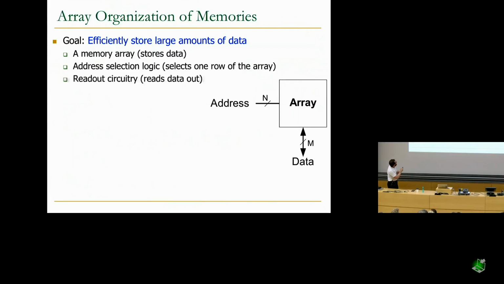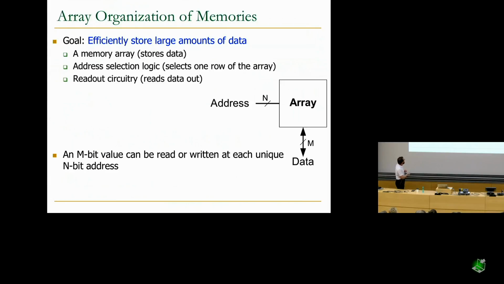So basically, at this abstraction level, you have a memory array that stores data, you have an address selection logic that selects one row of the array, and you have a readout circuitry that reads data out. So you have an m-bit address, and you read out m bits of data. So an m-bit value can be read or written at each unique m-bit address. All values can be accessed, but only m bits at a time. And that enables cheap, right? If you were able to access everything at a time, these buses would be large, and on these address buses, you need to supply multiple addresses.